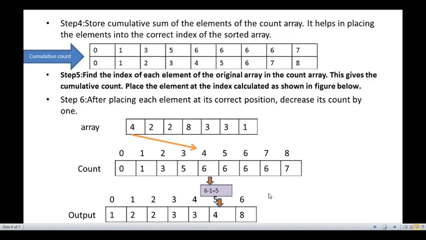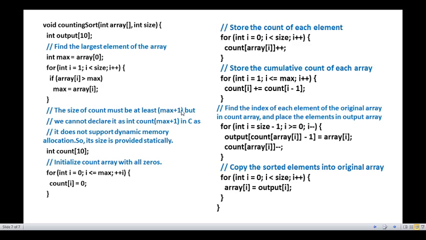Now let's see the C code for this. Here we require four different for loops for this. Okay, so let's see. Here is your counting sort function, with the array and size, and the output array is declared.